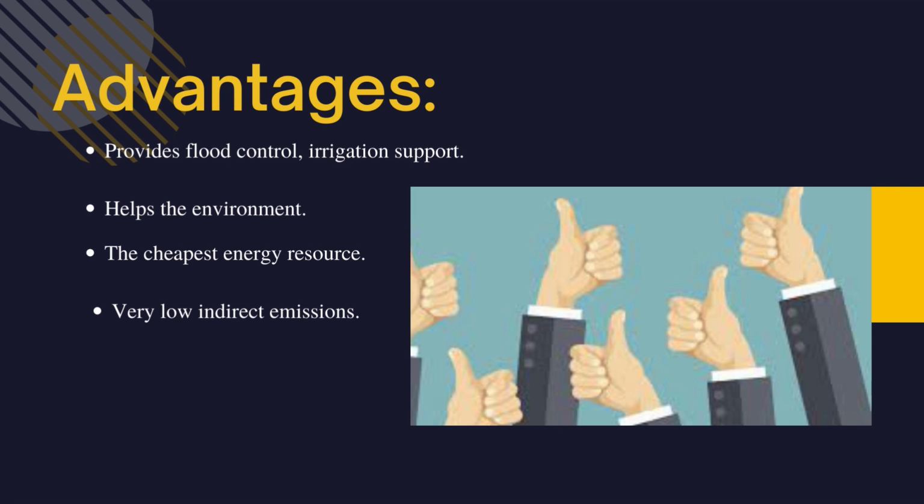As we all know that everything that exists has some pros and cons, let us discuss some of the advantages of a hydroelectric power plant. It gives us information about floods, thus it provides flood control. It helps us in irrigation. It gives us irrigation support. It is the cheapest resource of energy. And another one is that it has very low indirect emissions.